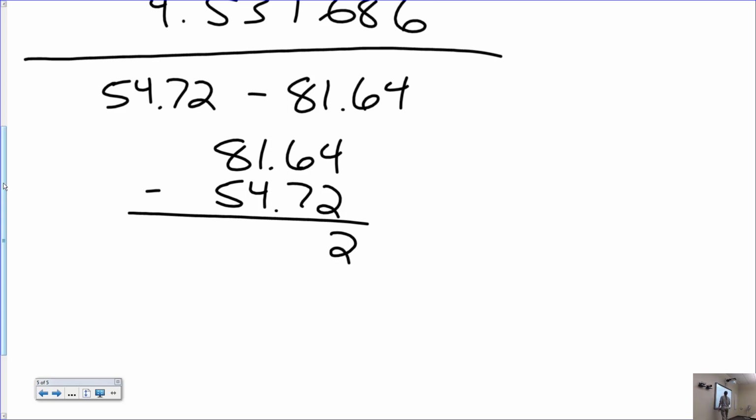So 4 minus 2 is 2. 6, can't take 7 from 6. Borrow, make that a 16. This becomes a 9. You can't subtract here. Borrow, make that a 10. 7 minus 5 is 2. And then what do you do with that 26.92 at the end? Make it negative. Right, good.